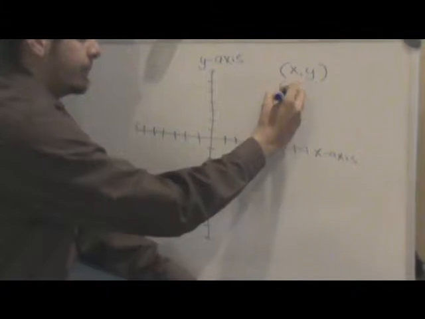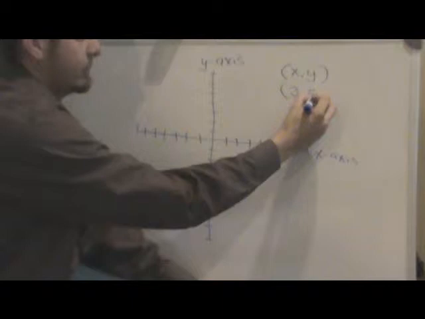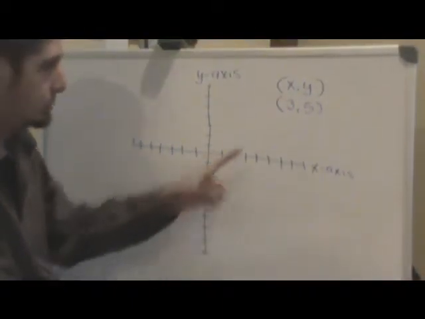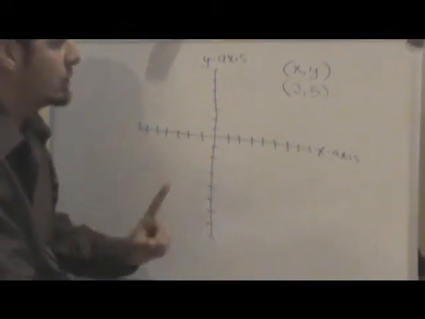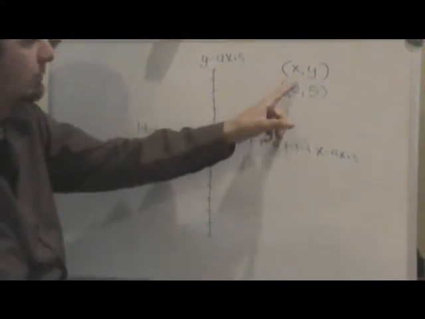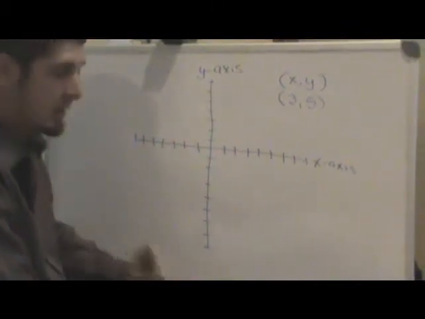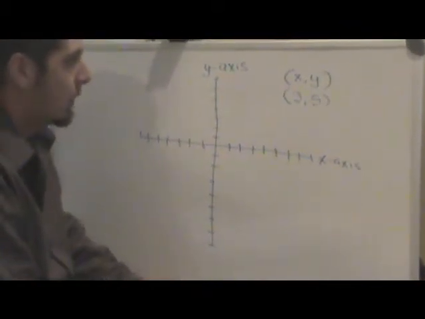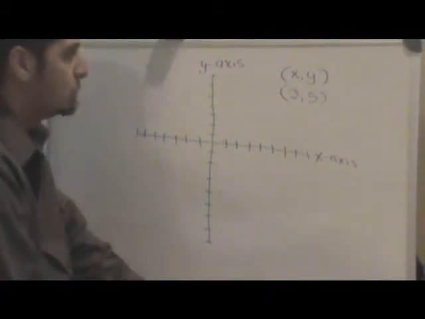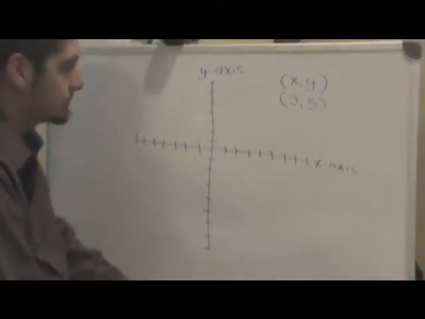For example, if I had an ordered pair of (3, 5), the x-coordinate always comes first in an ordered pair. When you see an ordered pair, the first number is always an x-coordinate. The second number is always a y-coordinate, something you should have notes on. So the first number is always an x-coordinate. The second number is always a y-coordinate. So the first number moves you left and right. The first number here is telling us to move right 3 spaces.